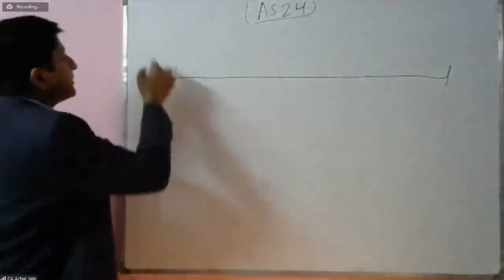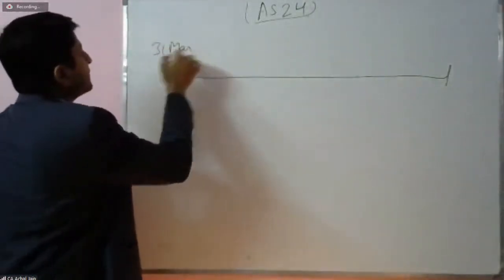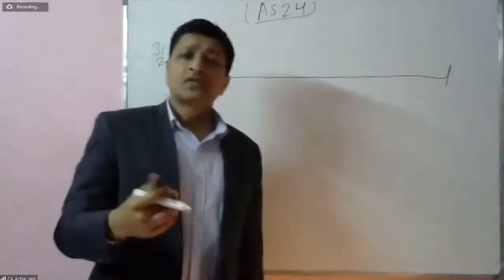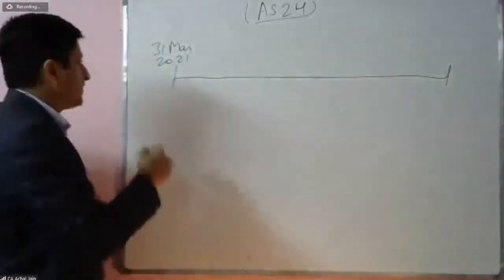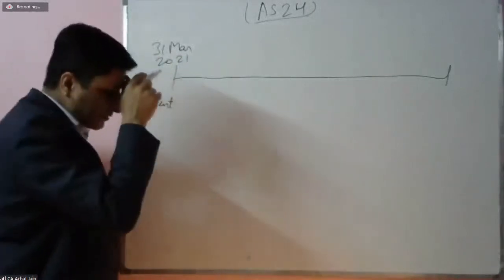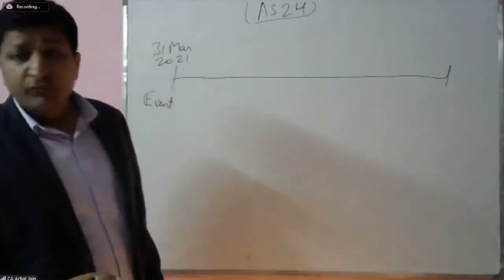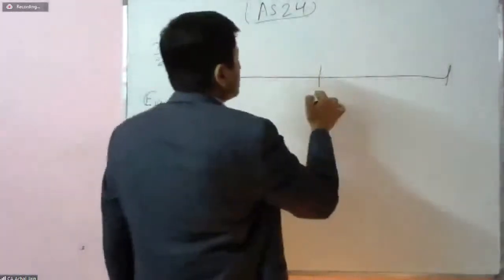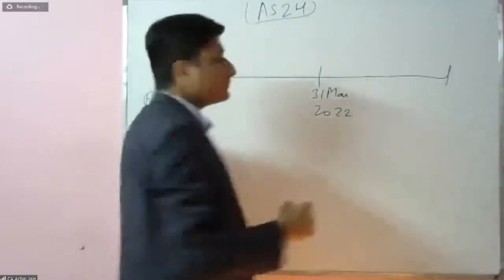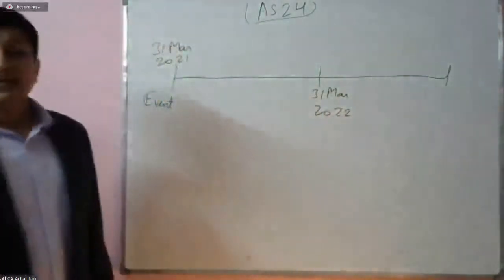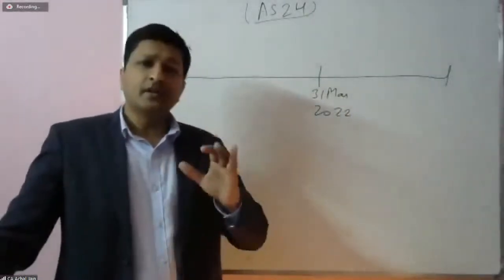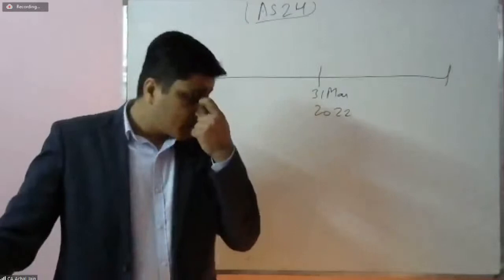So say on 31st March 2021, such an event was planned. Okay, so there was such an event. Generally, what will you find? By next financial year, this event will get completed. Generally, this sale would take place within 1 year. This is generally assumed.